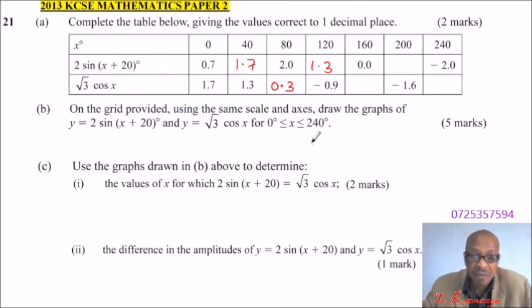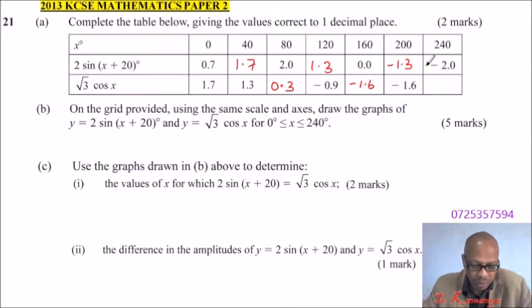That should give you minus 1.6 to one decimal place. And here you have 200, so it is 200 plus 20, which is 220. So it is 2 sine of 220, and that should give you minus 1.3 to one decimal place. Finally, you get root 3 cosine of 240.